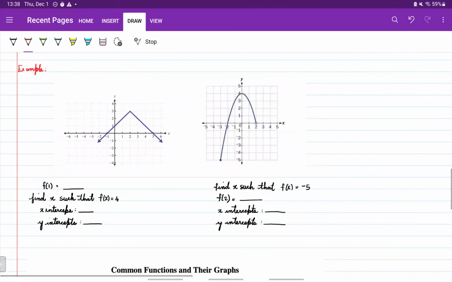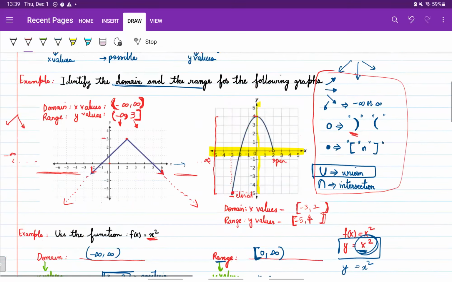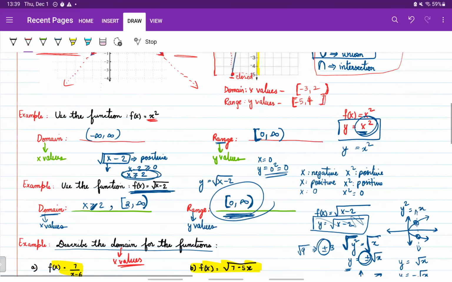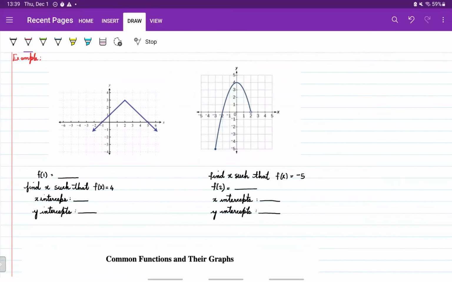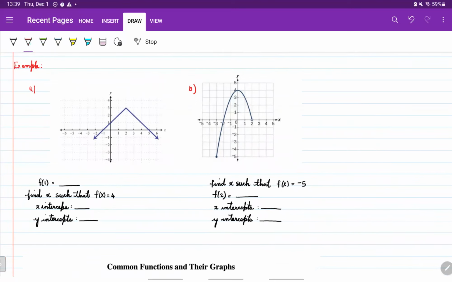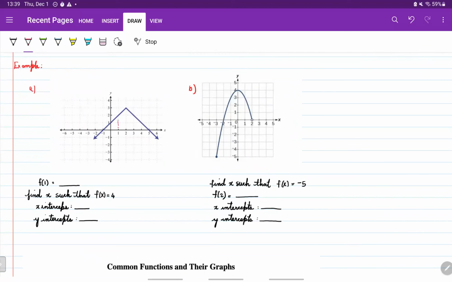Okay, again, these are the same graphs for which we found the domain and range. Let us do some more analysis here. For the first graph, it's asking what is f of 1. That means it's asking for the y value. So that's 2. So you just say y is 2.